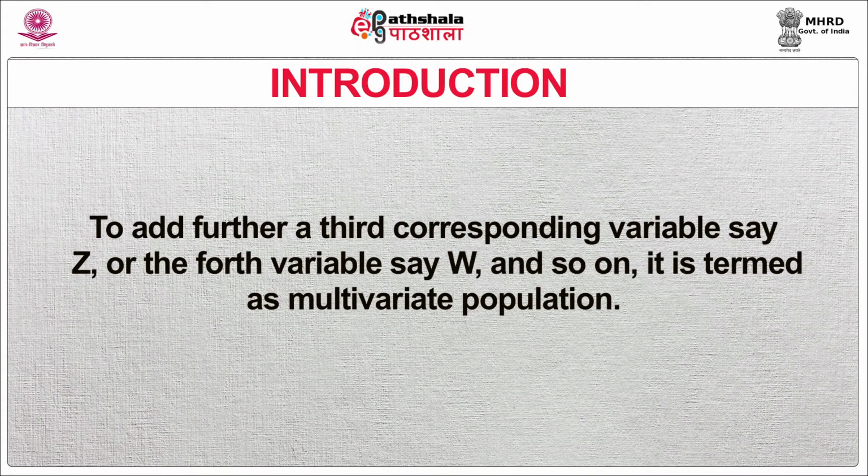Thus, when we have to measure a variable, say x, there is another corresponding variable, say y. The combination of the variables so obtained is termed as bivariate population. To add further, a third corresponding variable, say z, or the fourth, say w, and so on, it is then termed as multivariate population. In other words, for one variable, we use the term univariate population. For two variables, we use bivariate population. And for more than two variables, we use the term multivariate population.